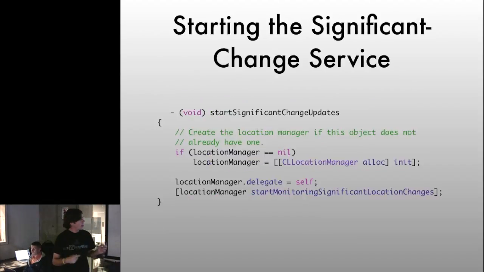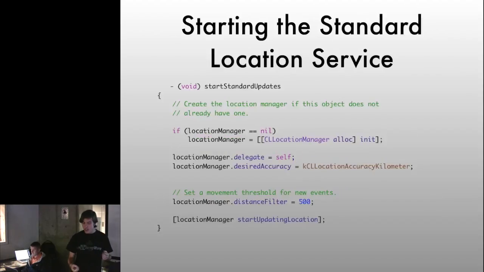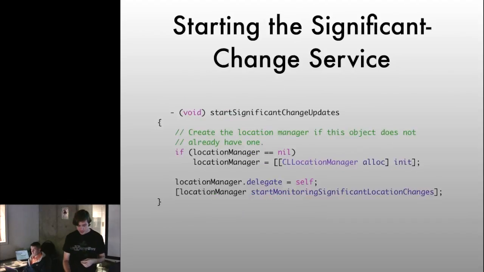Okay, and similarly, the significant change updates service is a little bit simpler because again, you can't control the parameters of it. So you just set the delegate and then say start monitoring significant location changes, which will basically run this, but with some not so expensive default values. And then it will just continue to call the same delegate methods that the other location manager calls.